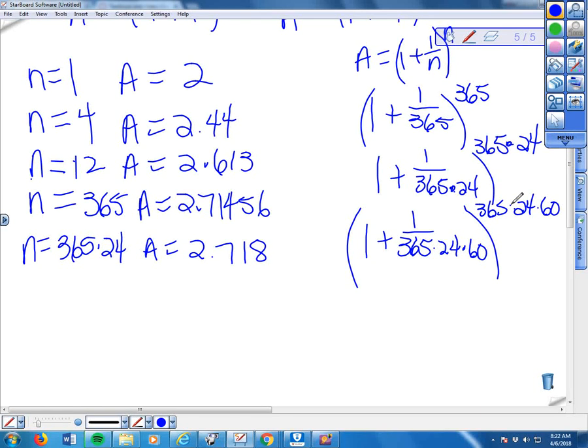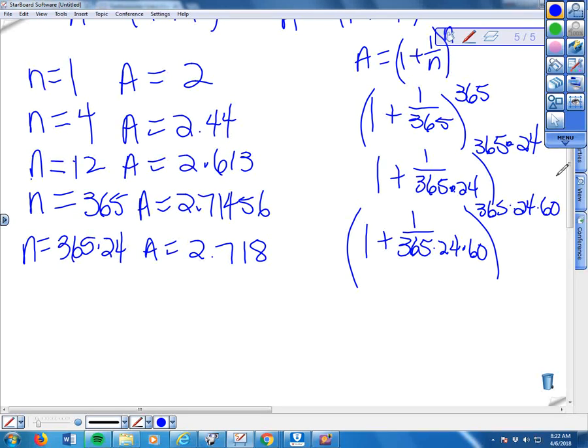Oh, don't do this to me. $2.7182 something or other, right? 279. Okay, and you can kind of see, this was minutes. I could do it times another 60 and get seconds, right? What do you notice about this number in the denominator? It's getting bigger and bigger and bigger, right?